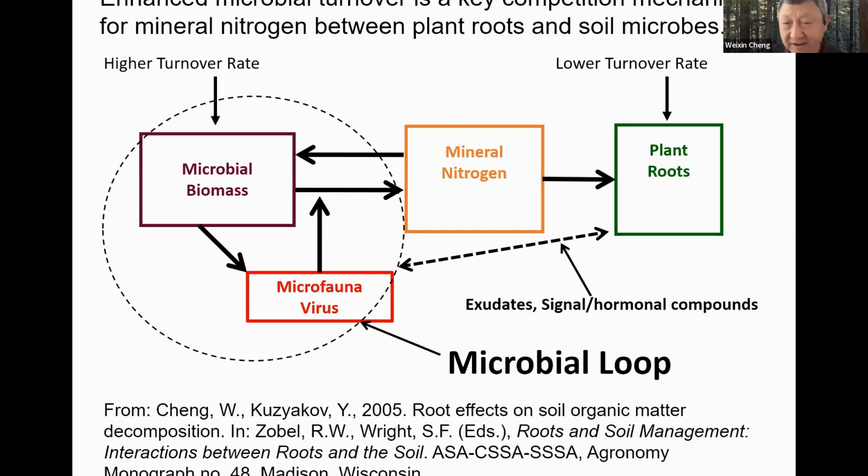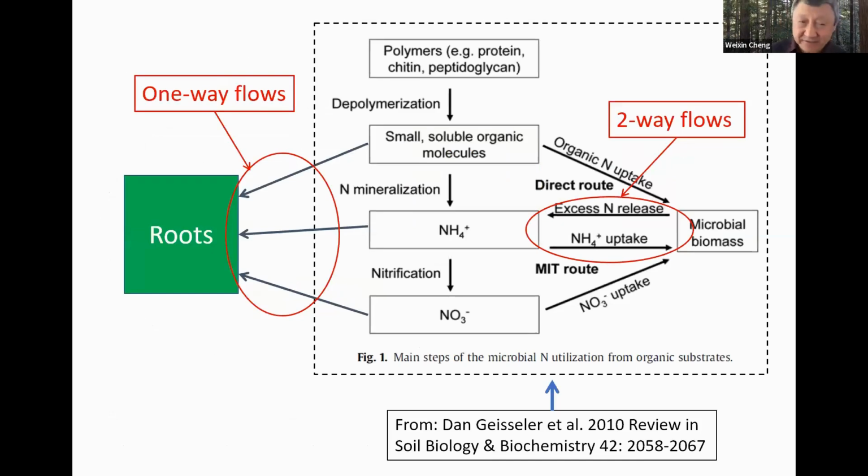So together, a healthy soil system should have a very healthy food web structure, which often maintains a very high microbial growth and death rate. Okay. And if we put this hypothesis to explain the nitrogen competition between microbes and the roots in the rhizosphere, we could add the root to the diagram that was published in the article by Dan Geisler et al. in 2010 in a review paper.